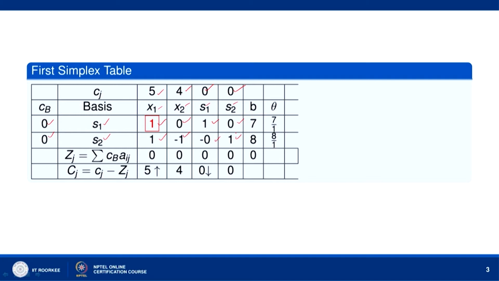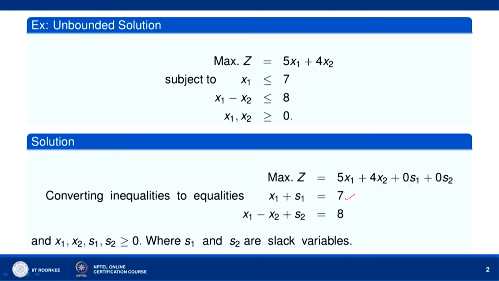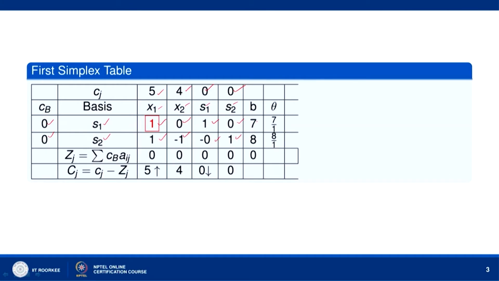Under B column we have the constants which occur on the right side of the equations. They are 7 and 8. So, we get 7 and 8 here.